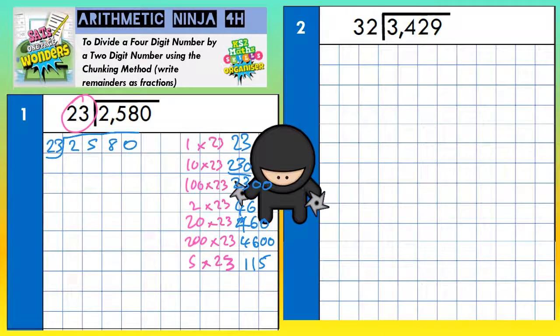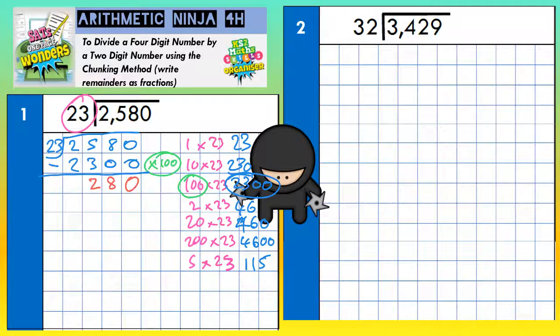And we're going to subtract the biggest chunk that we can. Well, the biggest chunk that we can subtract is this 2,300 here. But at the side, we're just going to make a note of what chunk of 23s that actually is. That's 100 23s. So you pop a little times 100 at the side, just to remind yourself how many 23s you've taken away. So 0 take away 0 is 0. 8 take away 0 is 8. 5 take away 3 is 2. 2 take away 2 is nothing. So we're down to 280.